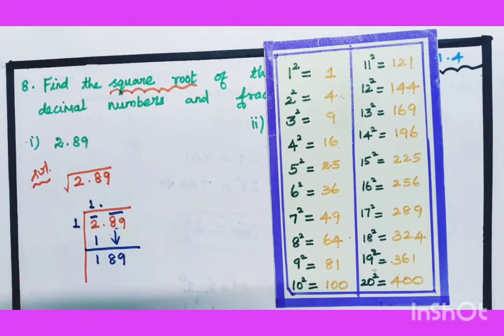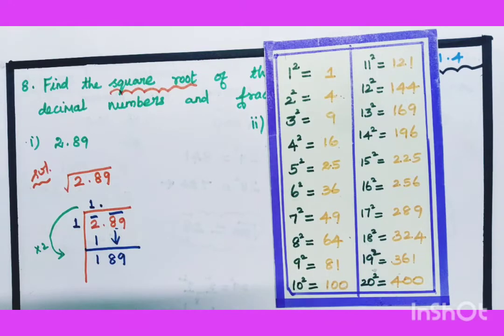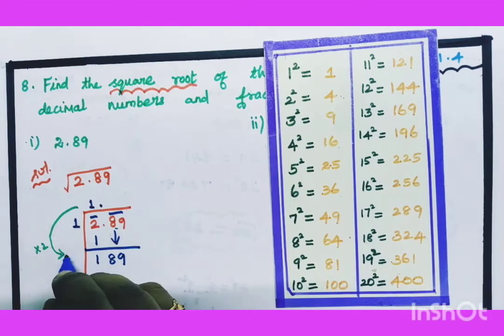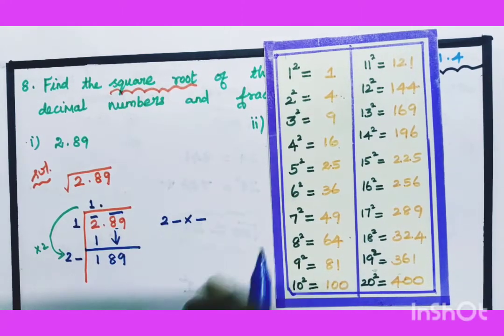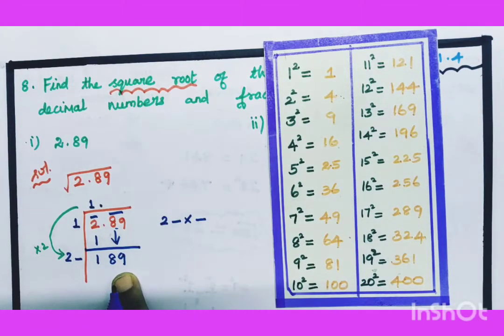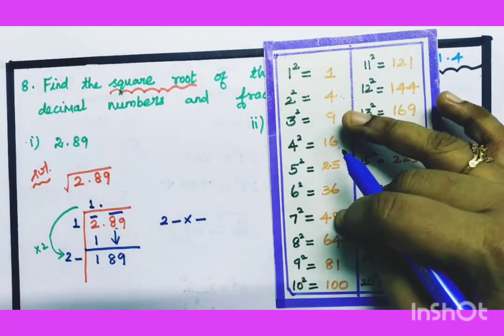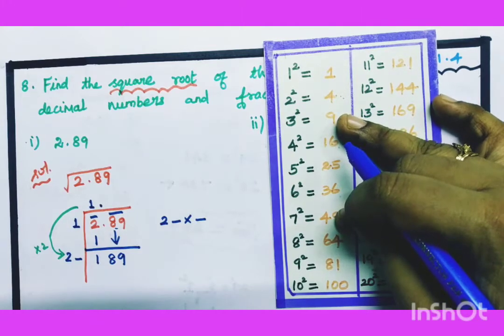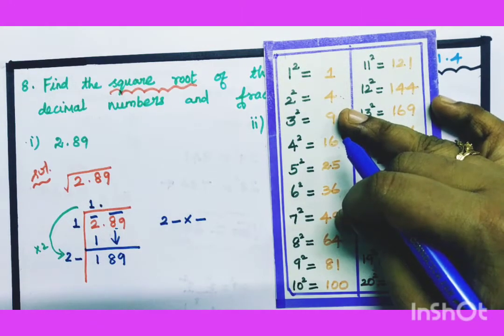Next step, what did I say? We want to double the 1, so 1 into 2 is 2. 2 dash into dash here, and 9. The 9 will be where? 7 or 3, whichever will come. This is a shortcut way. I want to use 3 or 7.